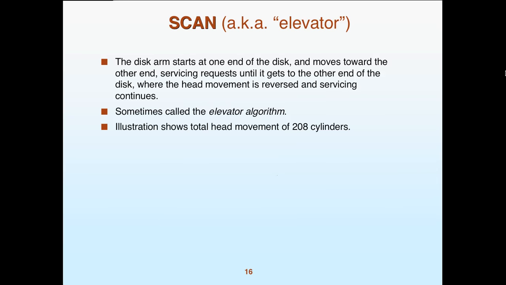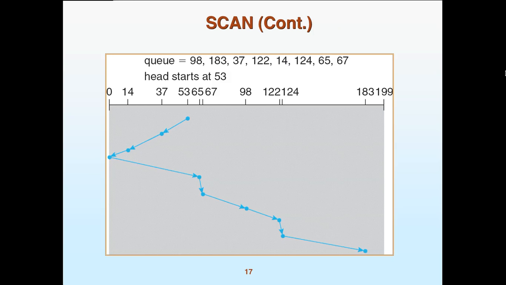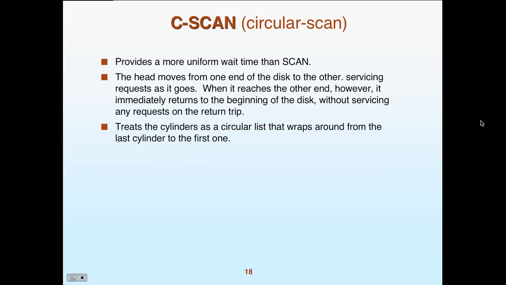So here's the illustration shown on a head movement of 208 cylinders. The cylinders have been adjusted given the size of these disks, and this is just for illustrative purposes. So if we started with zero and we moved this way, we would pick up stuff until we got up to 199 and say, oh, that's the last one. When we got to the end of the disk, we turned around and came back the other way. That's called the scan. The circular scan provides a more uniform wait time than the scan.